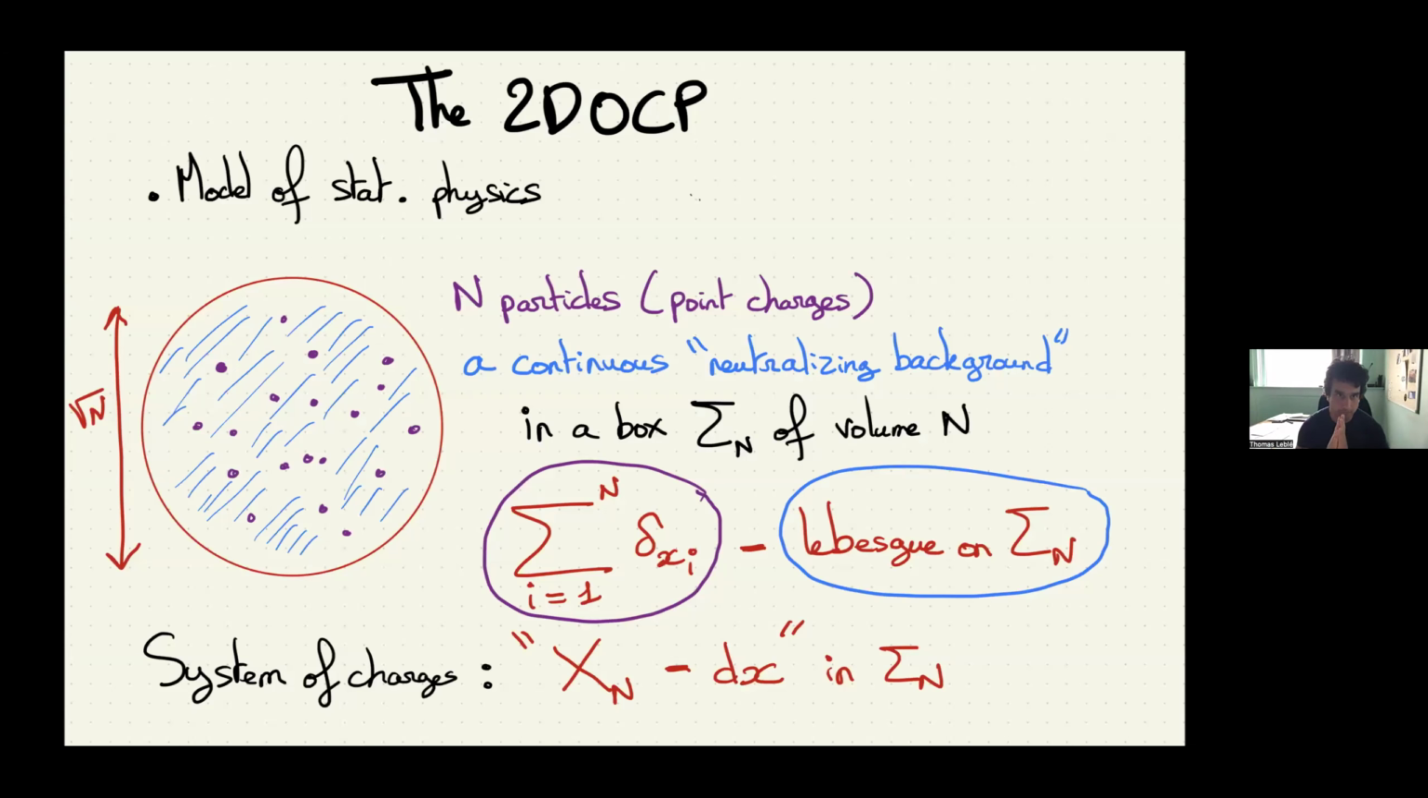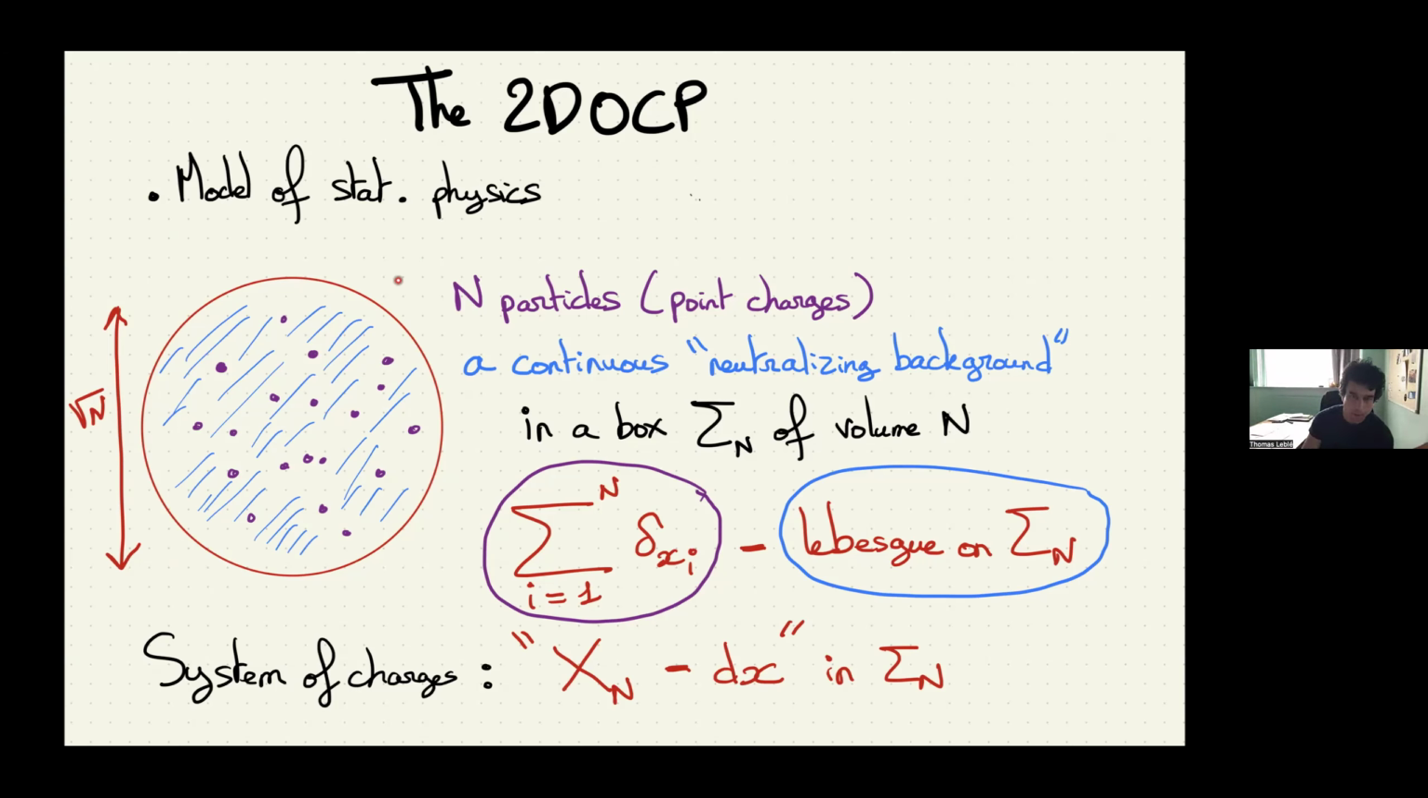So what is the 2D OCP? It's a model of statistical physics. And the basic setup is the following. You have n particles, which are the purple things here, which you think of in physical terms as point charges. And they live in this big box of radius square root n. So my box will be a disk. If you want your box to be a square, that's also fine. The physicists often take a square because it's more natural for them. It doesn't really matter for almost all questions that we're going to study.